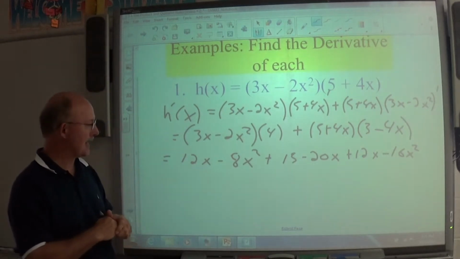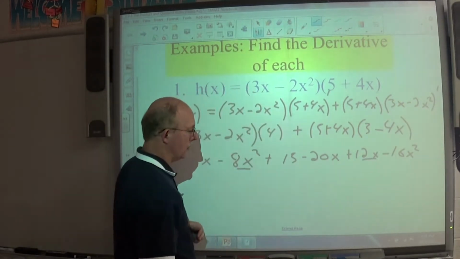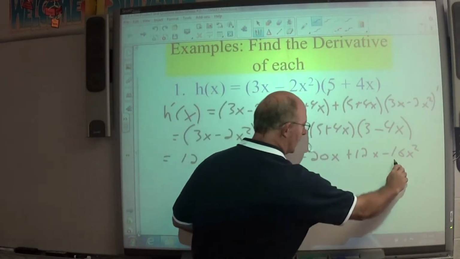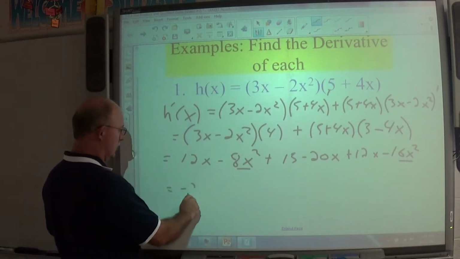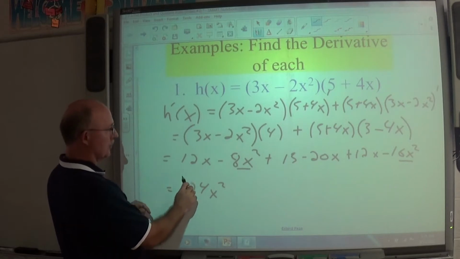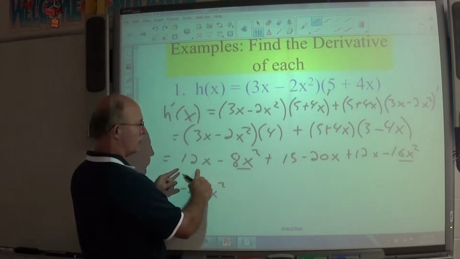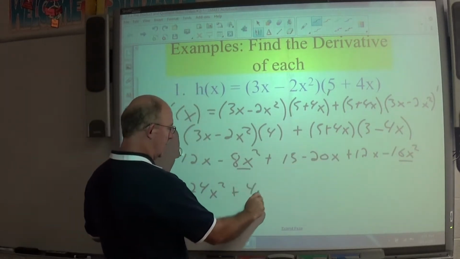Now let's go through and combine like terms. We do have a couple of x squared terms. We'll combine those two, which gives us negative 24x squared. Now we have a couple of x terms: 12 and 12 is 24, minus 20 gives us plus 4x.